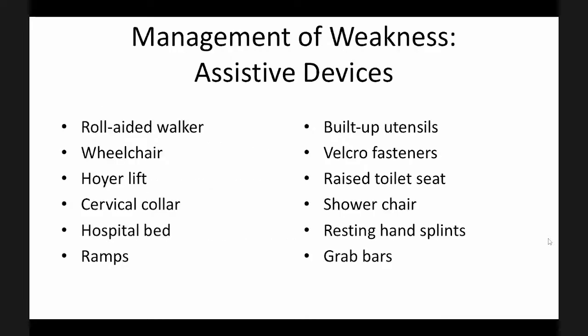So for weakness management, we can use a rolling walker, wheelchair, Hoyer lift, cervical collar, hospital bed, ramps, built-up utensils, Velcro fasteners, raised toilet seats, soft chair, resting hand splint, and grab bars. So these all will assist with weakness.